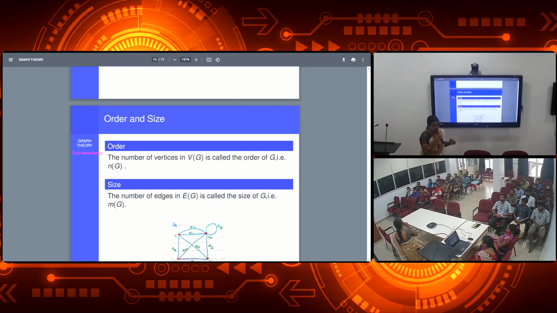There are 8 edges in that graph, so the size of the graph is 8. We denote the order by n and the size by m. So n of G is 4 and m of G is 8 in the previous example.